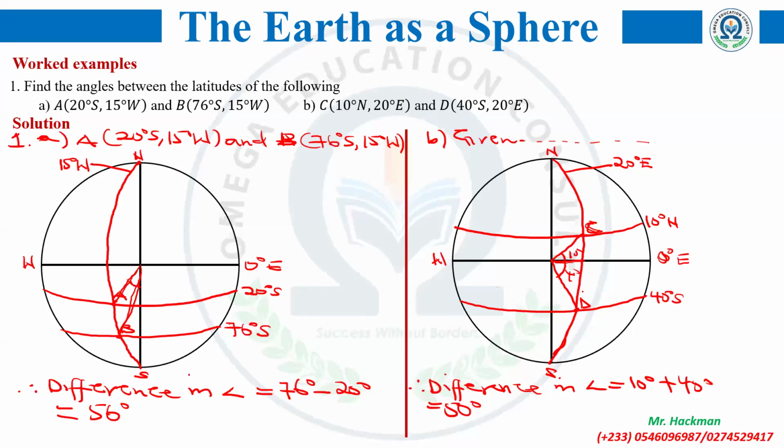Is my point well made now? Yes, please. Okay, so if you come here, look at point A. It's in this quadrant. Do you agree? Mr. Hackman, please, I can't see your cursor. You can't see my cursor? Okay, so let me use this. Okay, so point A is in this quadrant. Do you agree?